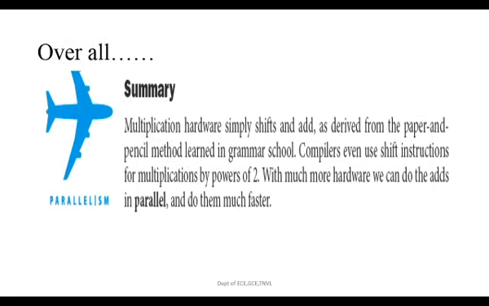Multiplication hardware simply shifts and adds, as derived from the paper and pencil method learned in grammar school. Compilers even use shift instructions for multiplication by powers of 2. With much more hardware, we can do the adds in parallel and do them much faster.